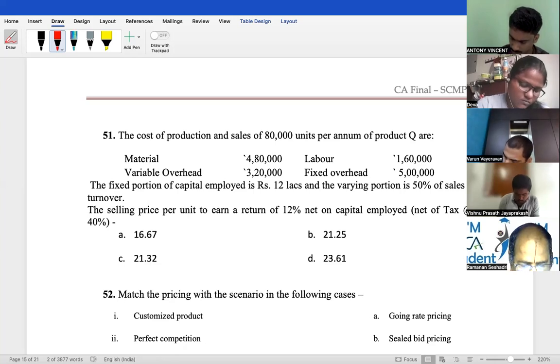Balance equal to earnings after tax, 60% of before tax income. So 60% of 80,000 x and 60% of total cost. How much earnings after tax? 48,000 x minus 8,76,000. That we have to match with the previous equation. That should be equal to 12% on net capital employed. Find the x.